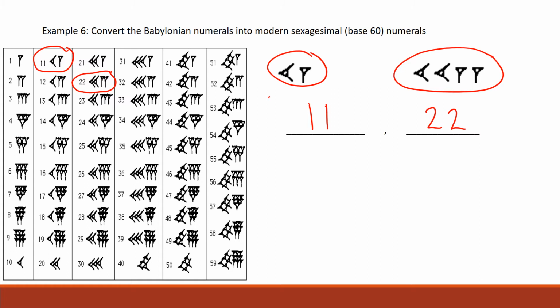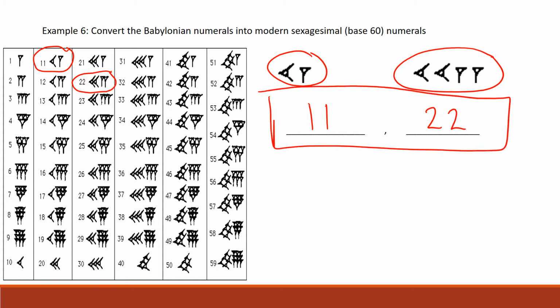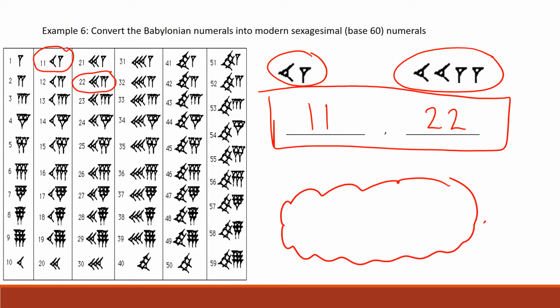So this is your answer. Modern sexagesimal would be 11, 22. Now keep in mind, this is just a little mind cloud. You know how I like to do my mind clouds. 22 actually means 22, but the 11 does not actually mean 11. It actually means 11 times 60.